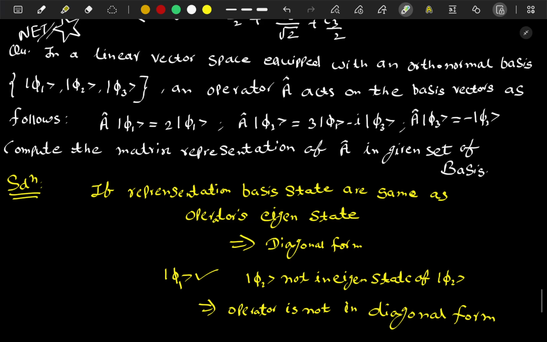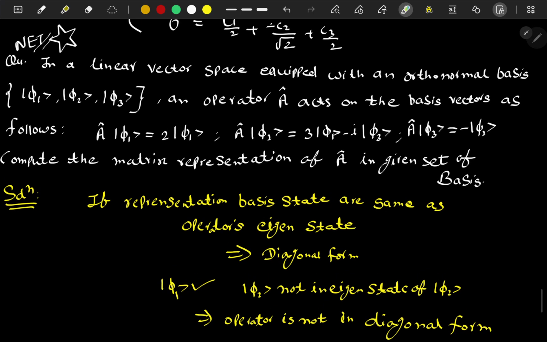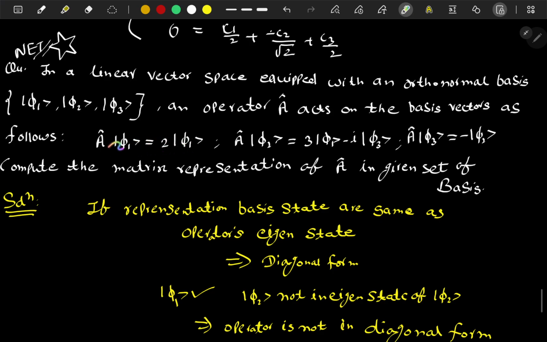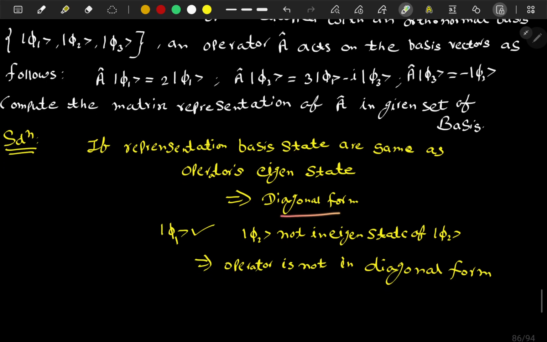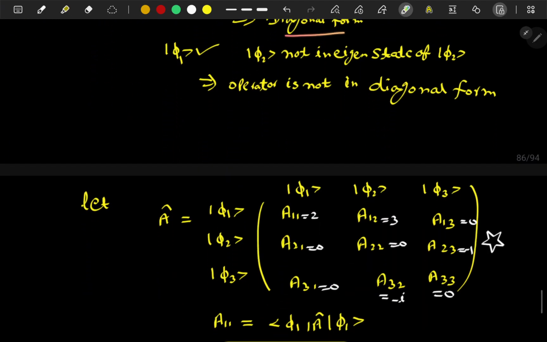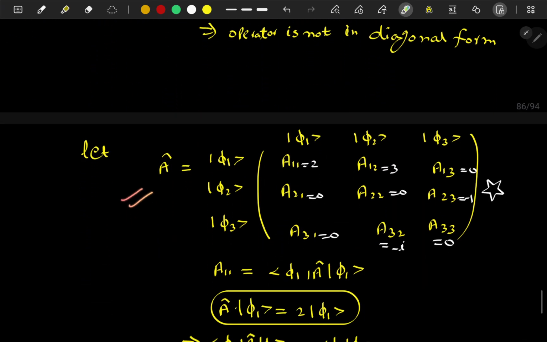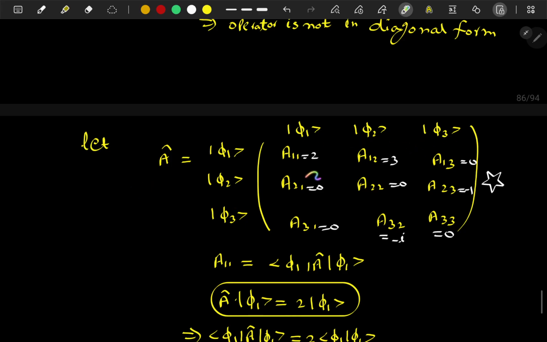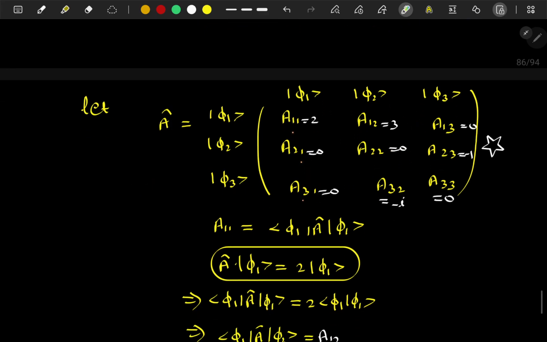So we'll check if the representation basis states are the same as the operator's eigenstates, then we call it diagonal. Check whether the representation basis states are the same as the eigenstates. Yes, phi 2, there is no phi 2 here. So the representation basis states are not the same as the operator's eigenstates, so it will not be in diagonal form. Now we'll operate this phi 1 phi 2 phi 3, phi 1 phi 2 phi 3, a11, a21. We have to calculate a11.